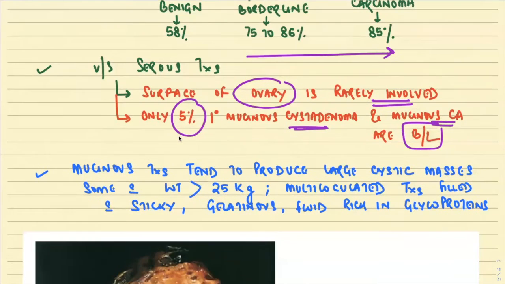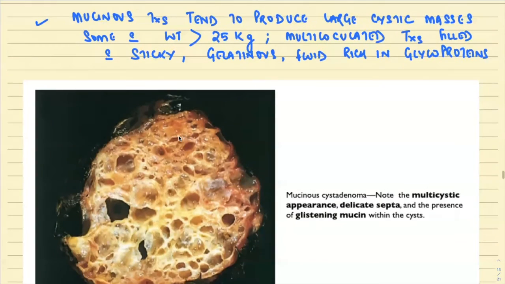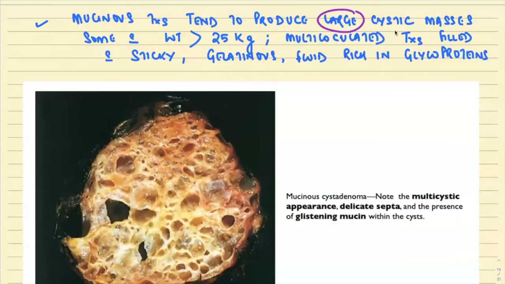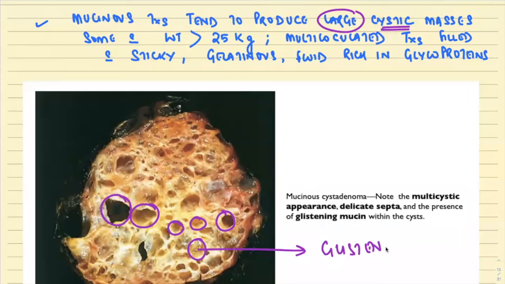Already discussed this point. So grossly, if you see these tumors, they produce very large cystic masses. See, this is one cyst filled with mucin, another cyst. So these are multicystic, with multiple cysts, and they contain this glistening substance. What is this glistening substance called?